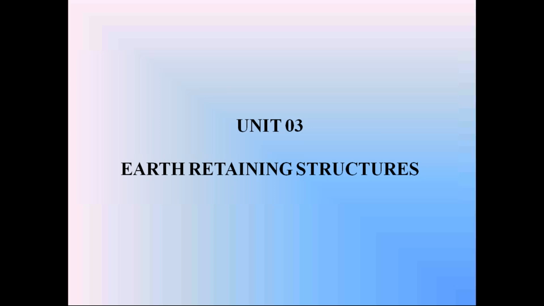So the structure which is used to sustain, to support a steep soil slope is called earth retaining structure. The best example for this earth retaining structure is the retaining wall. We have so many earth retaining structures, the sheet pile walls, the braced systems, like that we have different earth retaining structures. But the common earth retaining structure is a retaining wall. Definitely, you might have seen these retaining walls on so many occasions.